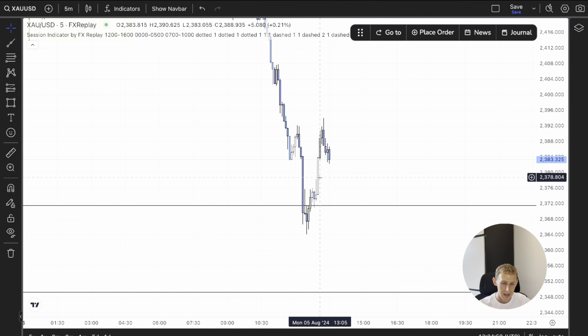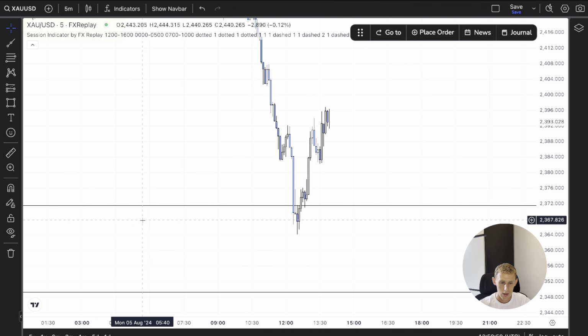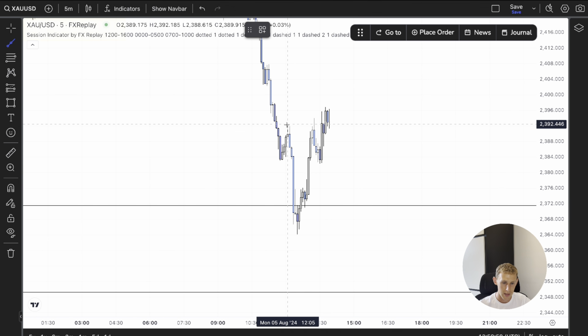This is not quite valid. If it was, we could enter from this demand, but price has not closed above the structure just yet. Okay, now it has. So this becomes valid.